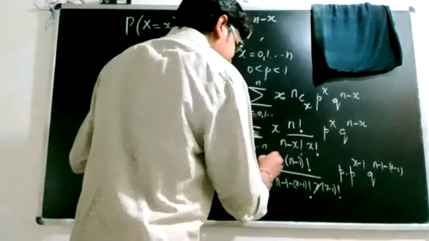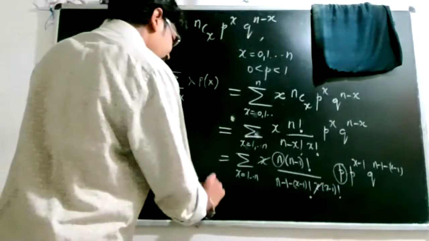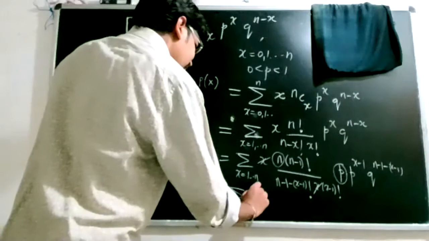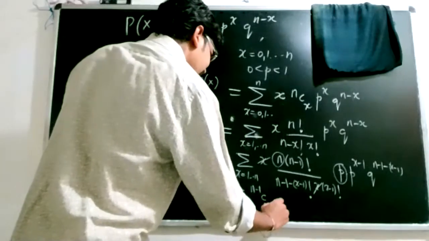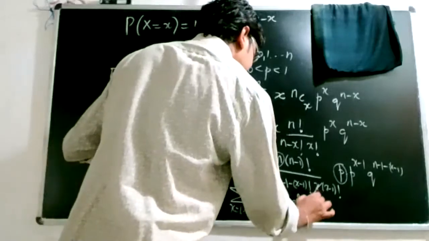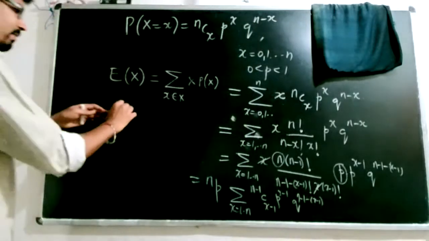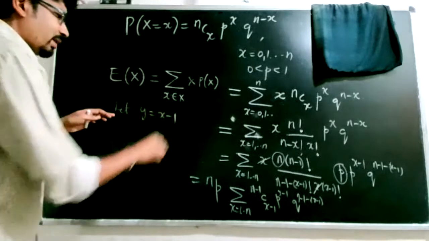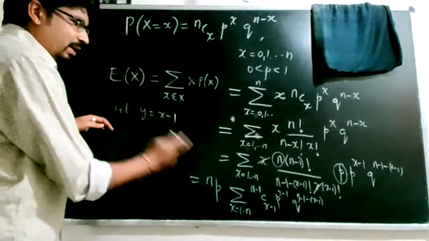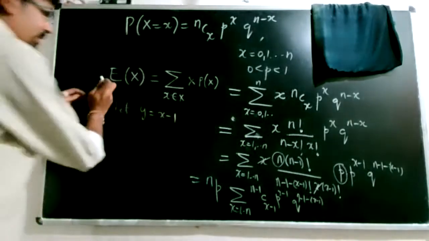So I can cancel this x, and take n as well as p outside. I'll be left with the summation x equals 1 to n of n minus 1 C x minus 1 p to the power of x minus 1 q to the power of n minus 1 minus x minus 1. If you say y is equal to x minus 1, then when x is equal to 1, y takes 0, and when x is equal to n, y is equal to n minus 1.